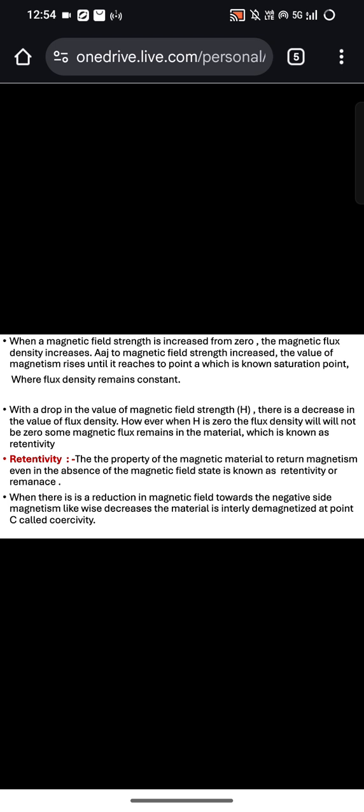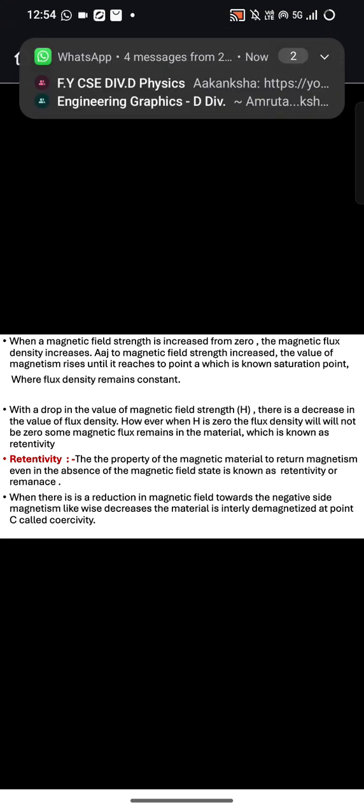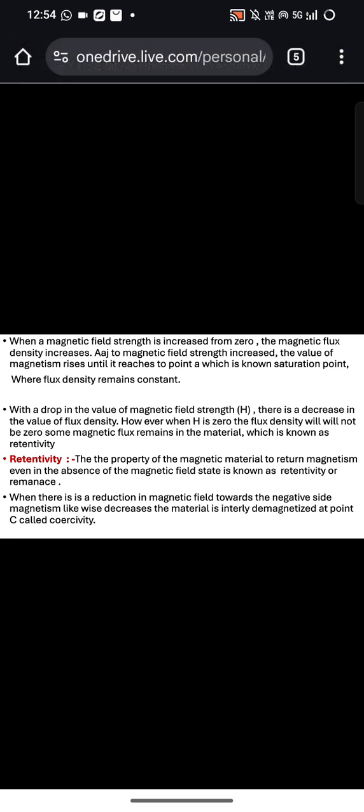What is retentivity? The property of a magnetic material to retain magnetism even in the absence of the magnetic field is known as retentivity, or it is also known as remanence.